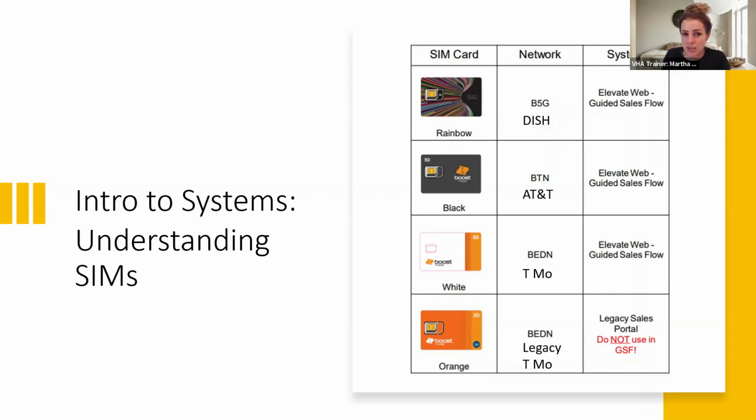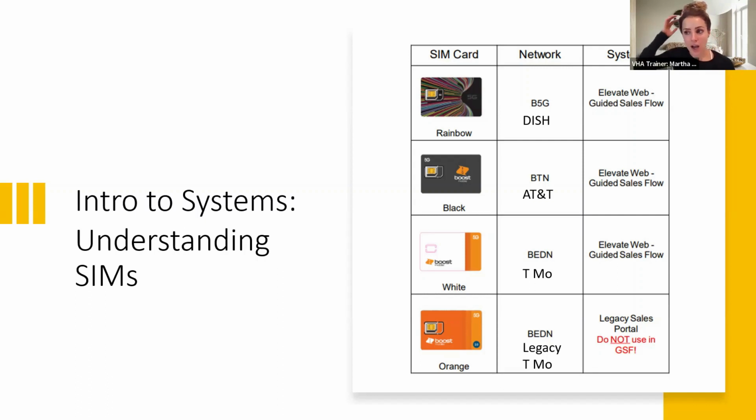And the rainbow SIM is a brand new SIM, and it is not available everywhere. It is only available in certain markets where the Dish network has launched, and this is Dish's SIM. So this runs on the Dish network. So these top 3, if you're activating a customer using any of these 3 SIMs, you want to make sure that you're using Elevate Web, or the guided sales flow, or the GSF, whichever you want to call it. You want to make sure you're activating it on that system. If you're activating an orange one, you want to make sure that you're using the legacy system.